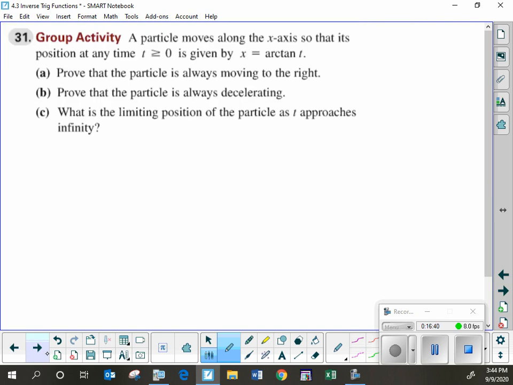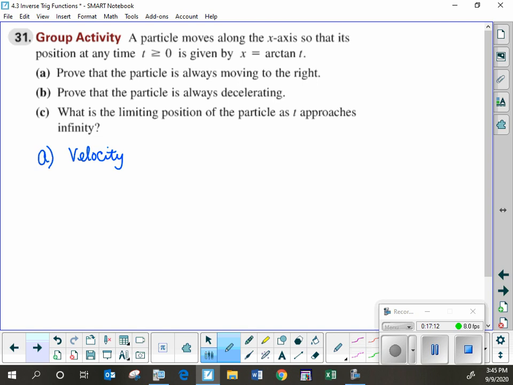Last little thing, it says a particle moves along the x-axis so that its position at any time t, where t is greater than or equal to 0, is given by the function arctan of t. A, prove that the particle is always moving to the right. Well, I'm trying to decide where I want to write. To prove that it's always moving to the right, I look at velocity. Velocity is a vector quantity. It has direction as well as a magnitude, how fast it's moving.